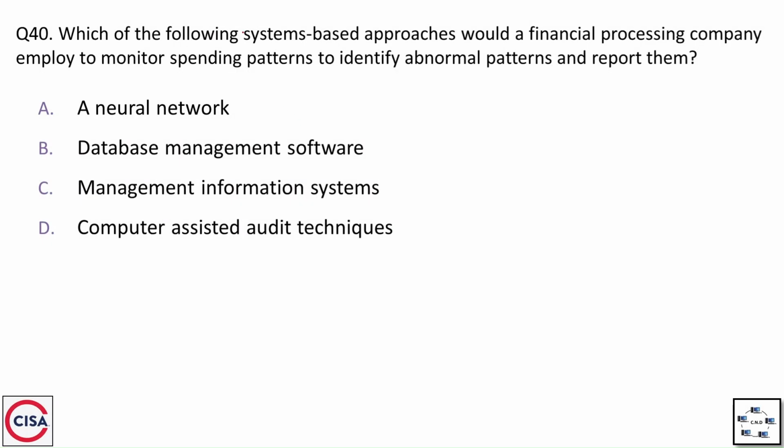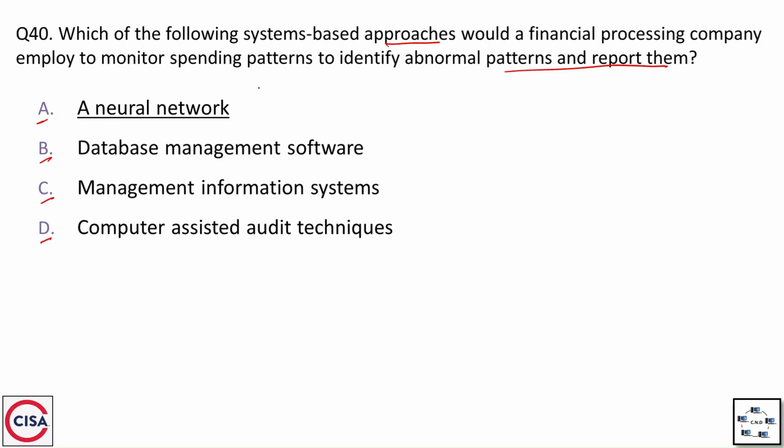Question number 40. Which of the following system-based approaches would a financial processing company employ to monitor spending patterns to identify abnormal patterns and report them? Option A, a neural network. Option B, database management software. Option C, management information systems. And option D, computer assisted audit techniques.